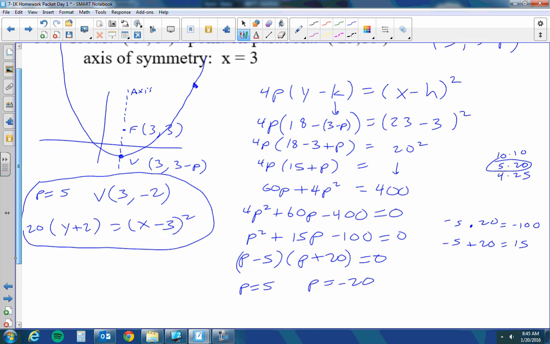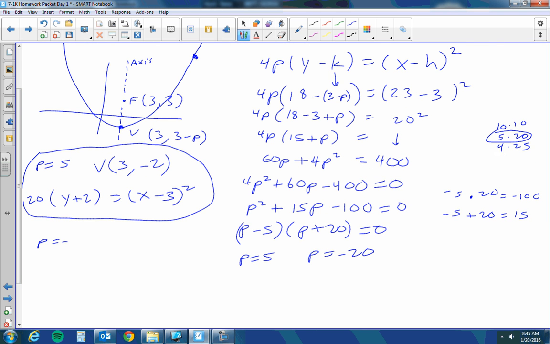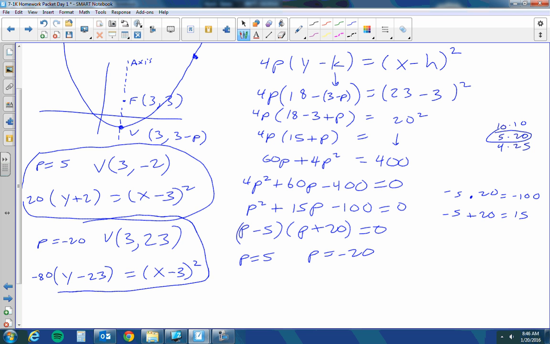Now, let's do the same thing. If p is negative 20, then the vertex is 3 comma 3 minus p. What's 3 minus negative 20? 23. Then what goes here in the equation? If p is negative 20, it's 4p. So, wouldn't want to have to draw this thing, I think. But, y minus 23 equals, and then x minus 3 squared. Same axis, but definitely a different parabola with a different vertex, and this one opens down.